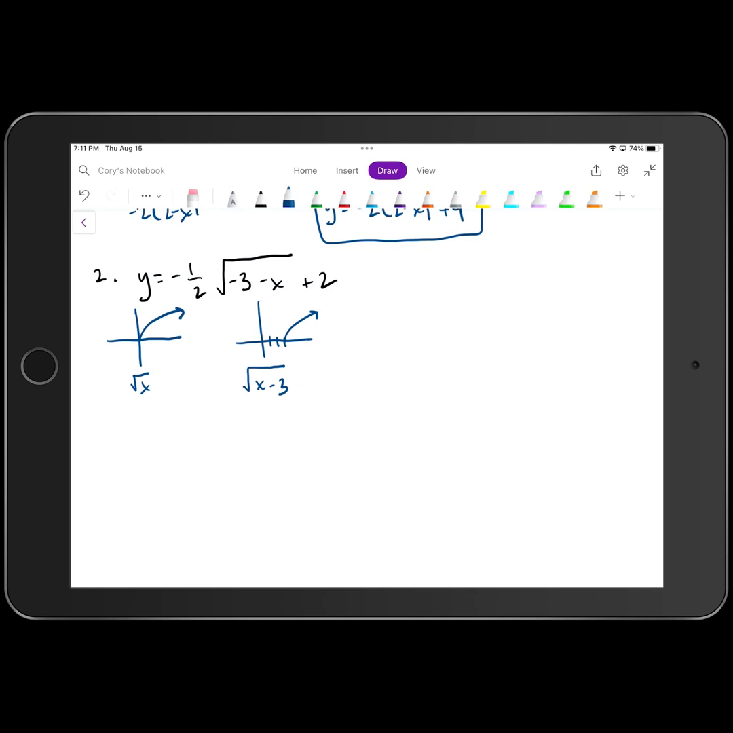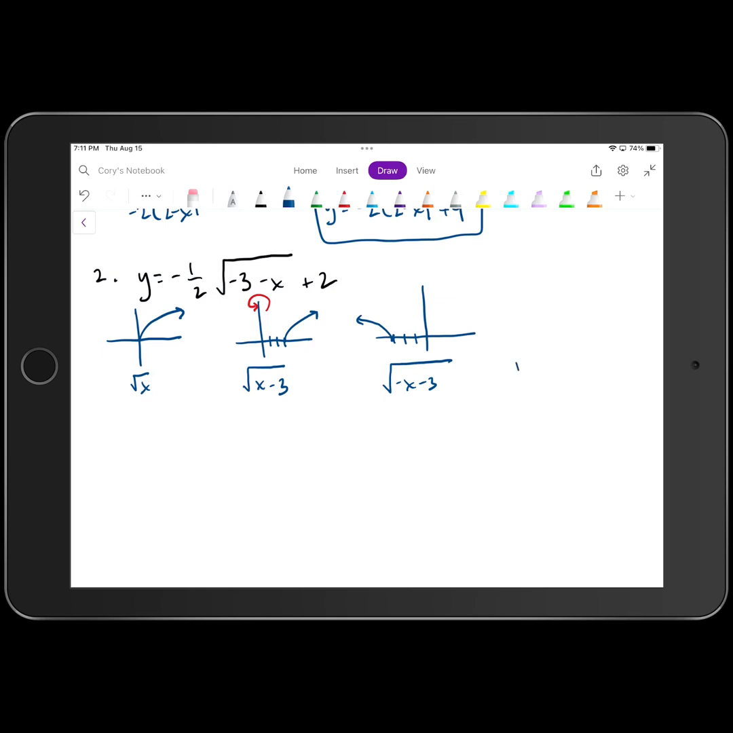Next, working from inside of my function out, the next thing I'm going to do is take the opposite of the x value. So this is root of negative x minus 3. When I take the opposite of the x value, I'm going to take my previous graph and reflect it across the y-axis. So the graph is now going to start at negative 3, 0 and open up and to the left.